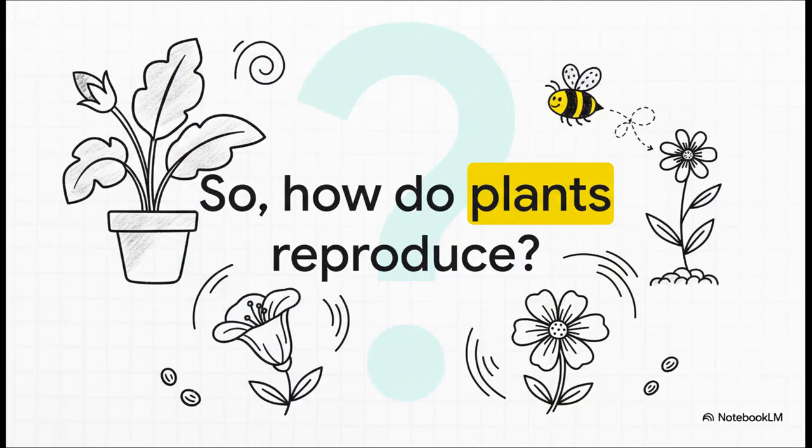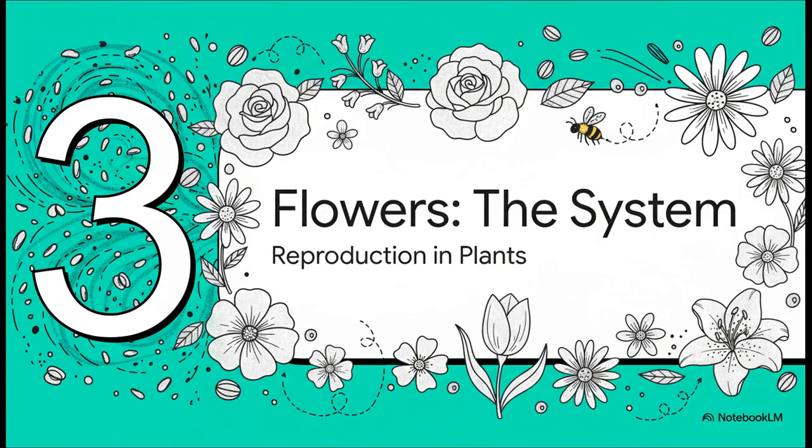And that brings us to a really interesting question, right? We see plants everywhere, but how do they do it? Especially since they can't exactly walk around and find a partner. Well, the answer for a whole lot of plants is hidden in their most beautiful part. You guessed it, the flower. The flower is the key to their entire reproductive system.